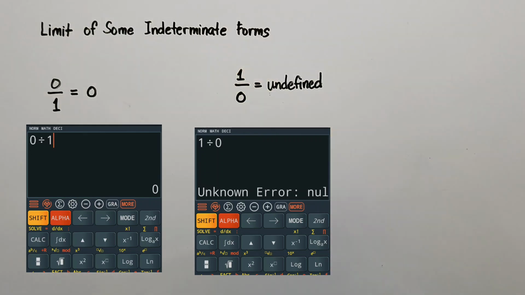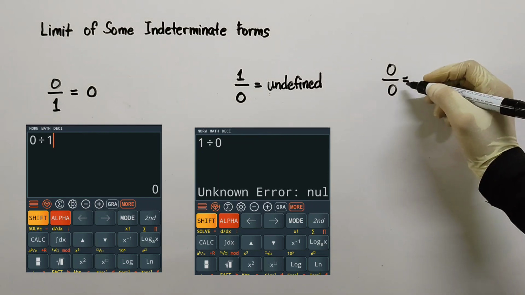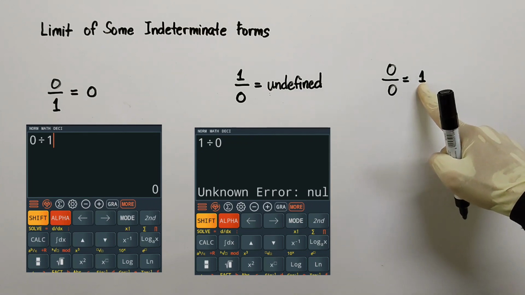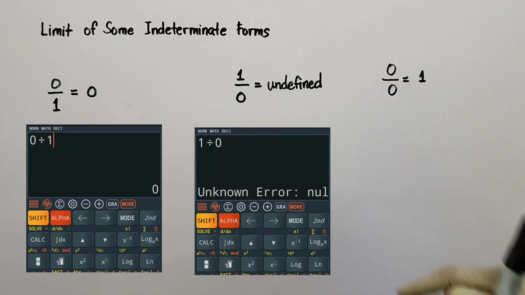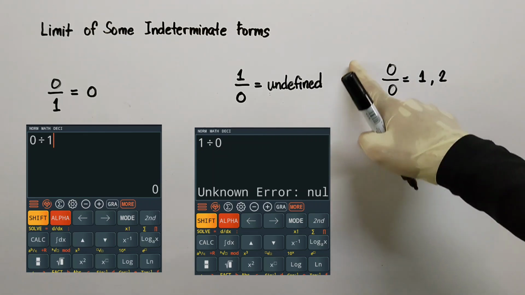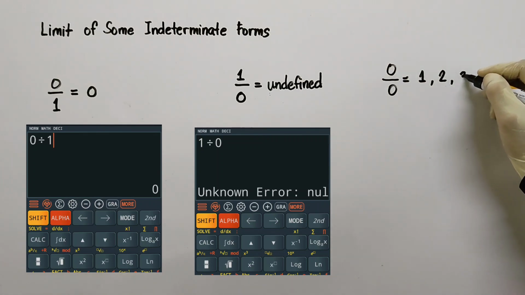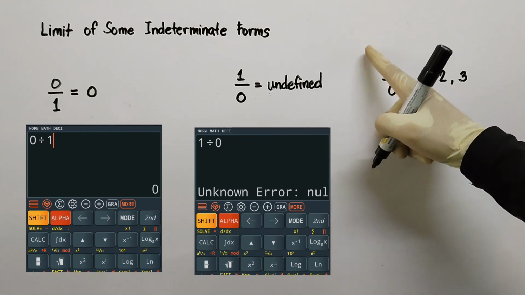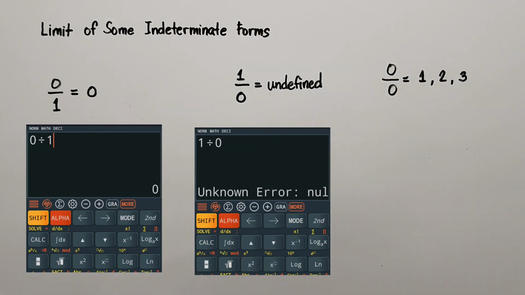How about 0 divided by 0? We can have an answer of 1 because 1 times 0 is 0. But we can still have 2 because 2 times 0 is 0. And we can also have 3 because 3 times 0 is 0. In other words, we can have lots of numbers here. That means we cannot identify a certain number as the answer of this expression. This kind of form is what we call indeterminate.